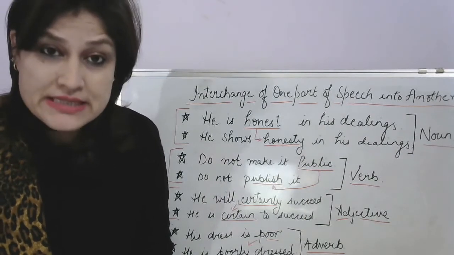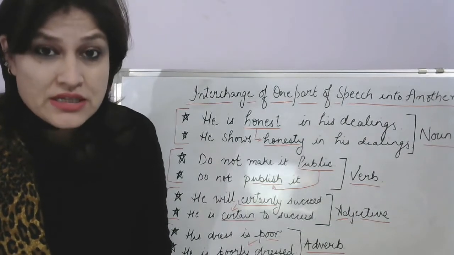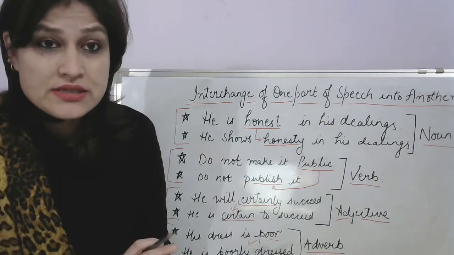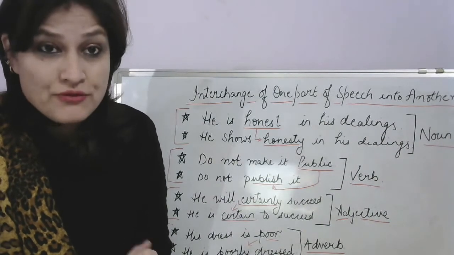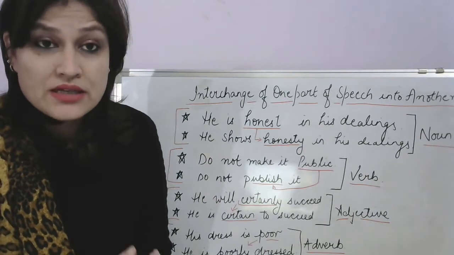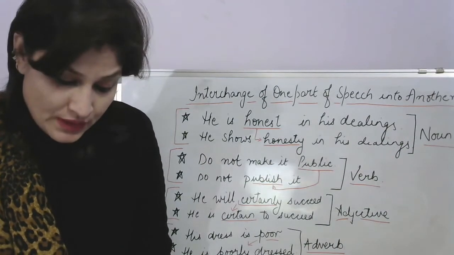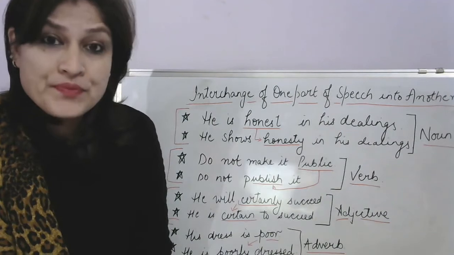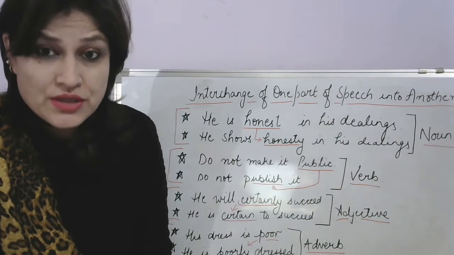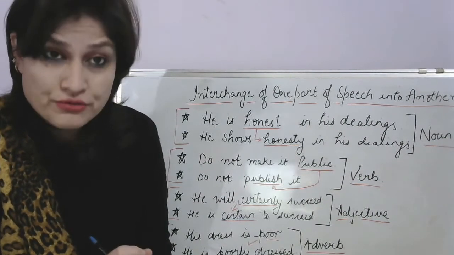See the first two examples. It says, he is honest in his dealings. Means he shows honesty in his dealings. Now he is honest, right? We have to change the word honest into a noun. So for that, the noun is honesty. Is that clear? Now see the next example here. Do not make it public. Means do not publish it. So we have changed the word public into a verb.